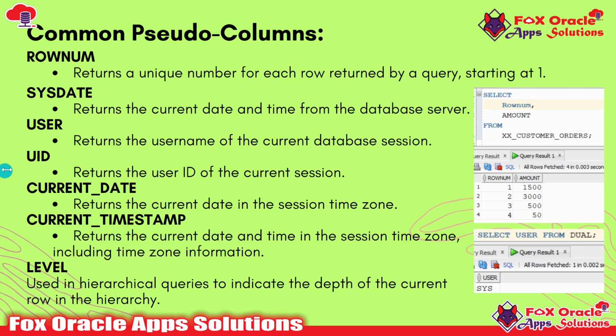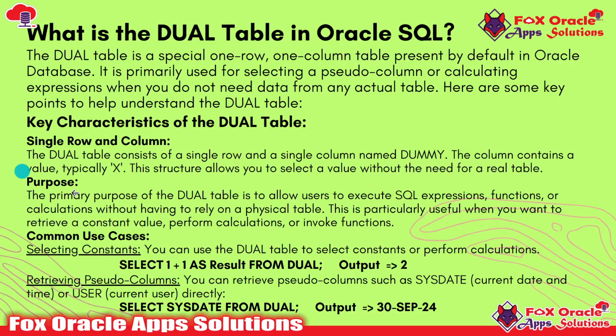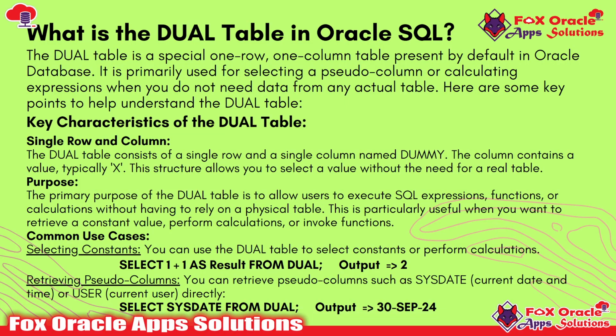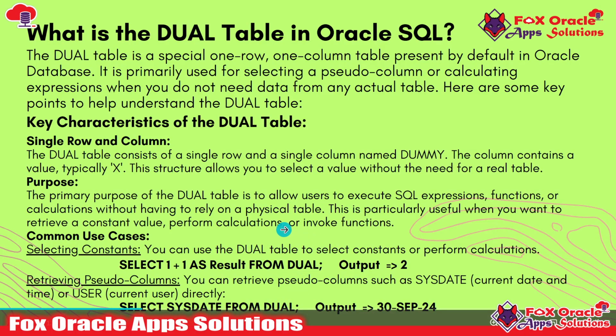Another use of the dual table is for calculation purposes. In this example you can see we are selecting a constant. When we say constant, that is a fixed value. For example, we want to display male or female as M and F, that is a fixed value. This value is not coming from anywhere, we just want to display it. At that time, we require the dual table to display that specific hard-coded value.